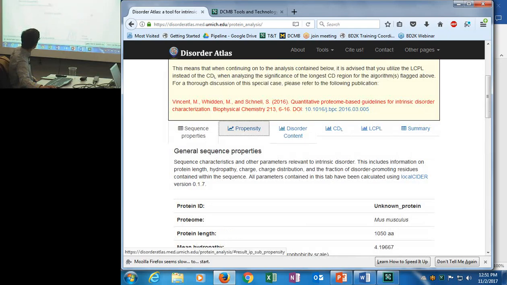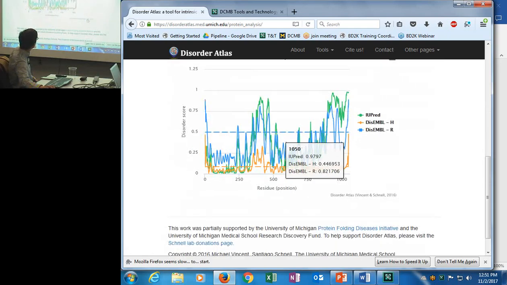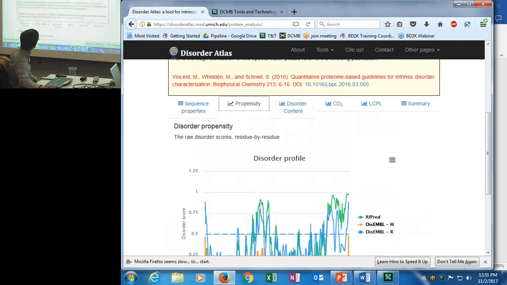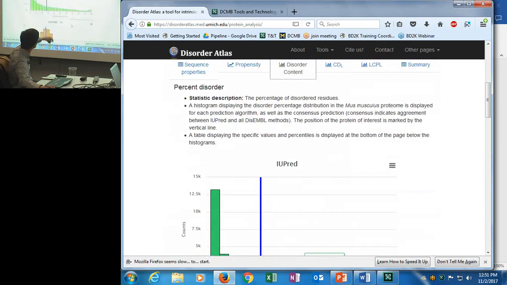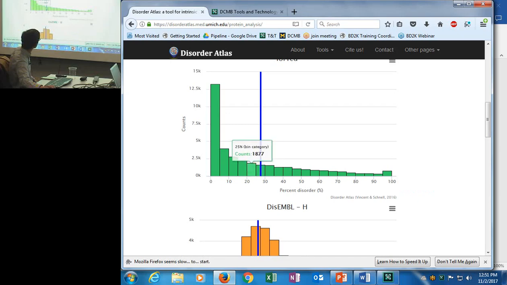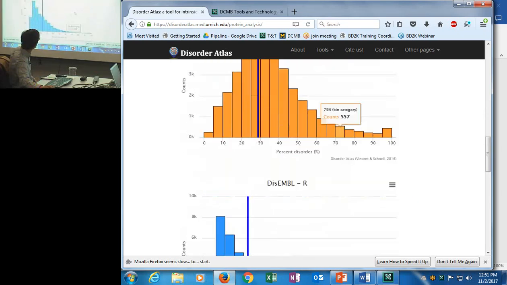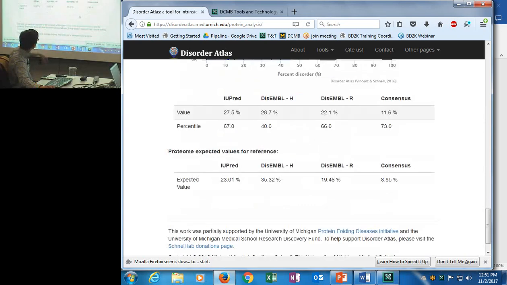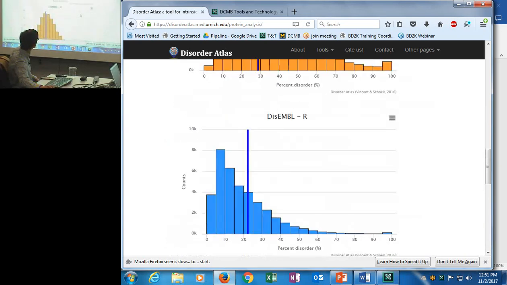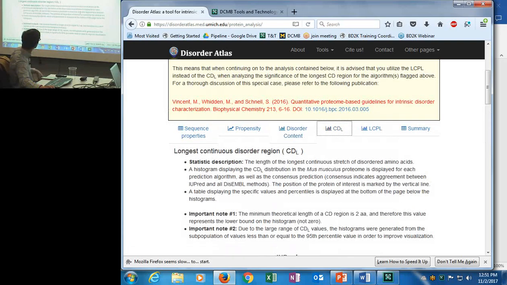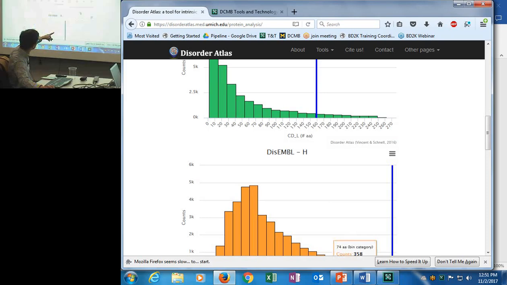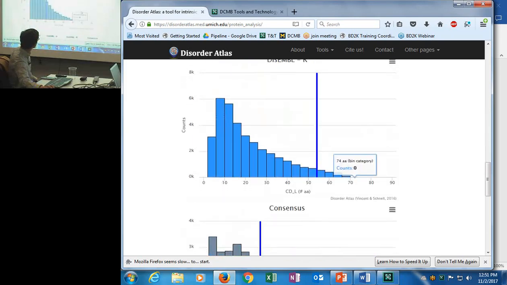It shows you the propensities, what they look like, and where the thresholds are for the protein. It can show you the disorder content as well, with figures, the distributions, and where you stand. And then it summarizes the statistics as well. And then it will give you the same statistics for the longest continuous domain, showing where you stand, like I showed you before in the presentation.